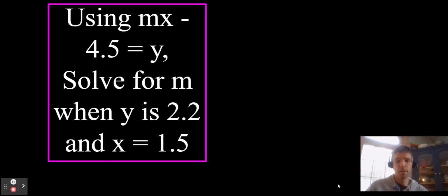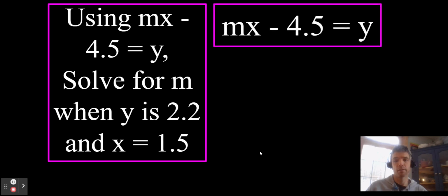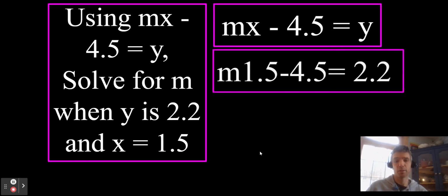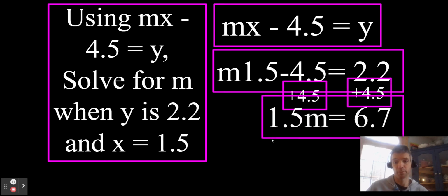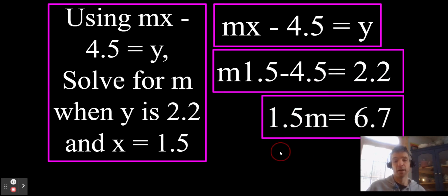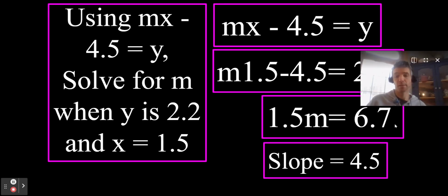All right, here I'm solving for the slope. I've got two variables. All right, I'm going to substitute, then I'm going to add 6.7, that's what I'm going to get, and then I'm going to divide, and I get my slope is that.